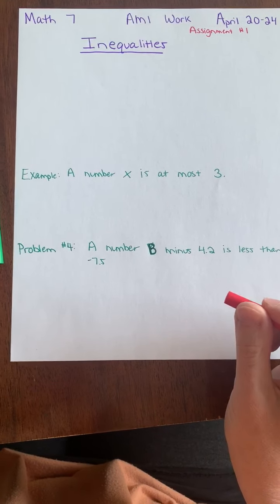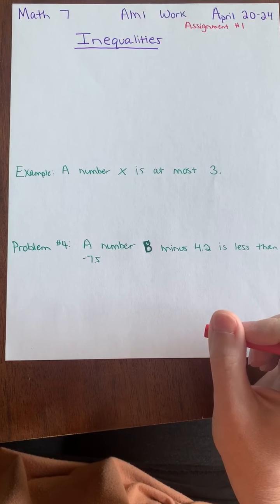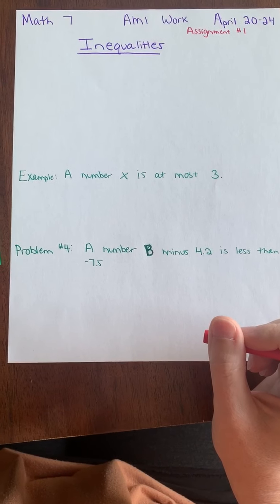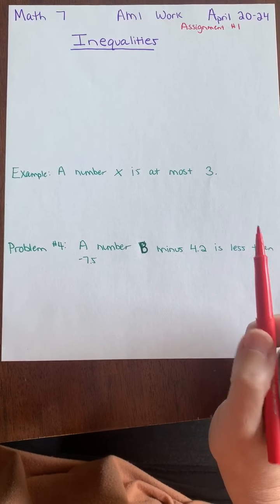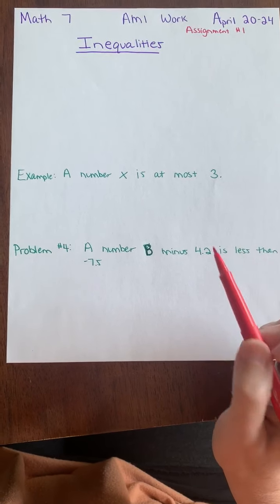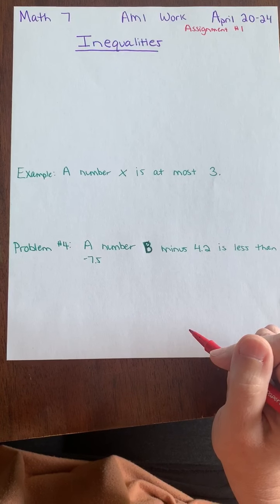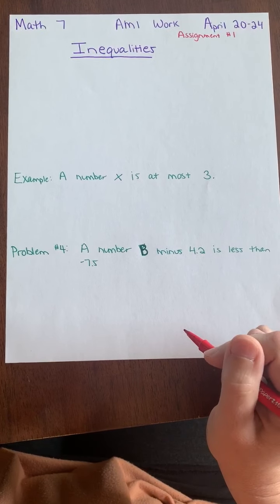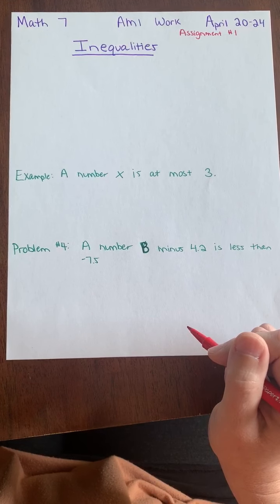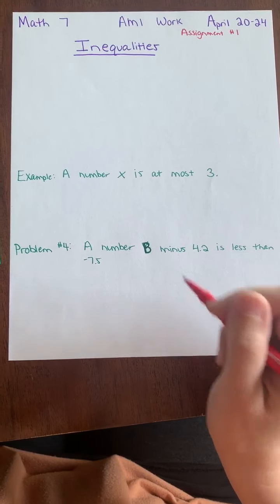This will just be assignment 1. They'll be broken down by assignment. And this assignment goes over just the basics of inequalities. So the first thing we need to remember is that an inequality is just like an equation. You're going to have a variable, a number, an answer. Only instead of an equal sign, you're going to have an inequality sign. And there are 4 inequality signs.